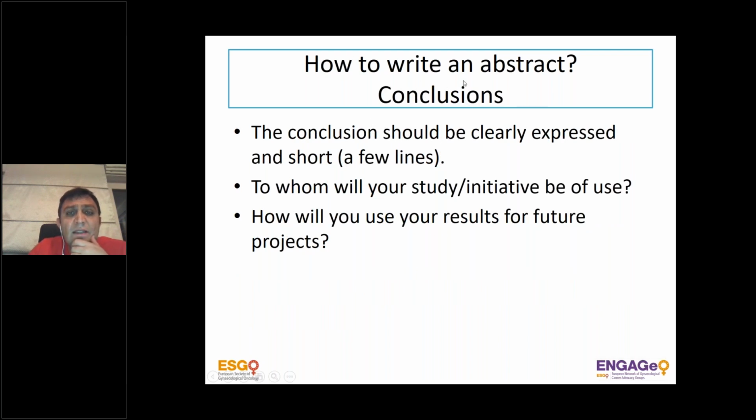And then the fifth part, almost at the end, is the conclusion. Again, it is very clear and a few lines. What is your finding? To whom will your study or initiative be of use, and how will you use your results for future projects? For example, you can say that awareness is very low. However, training can improve this. We suggest, as a conclusion, to organize more training activities for our countries, for example.